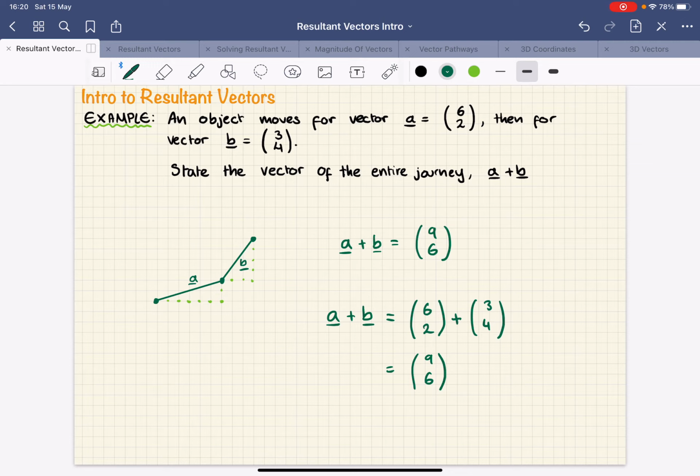So when I'm adding vectors together, I just add together their corresponding part of their component. So I add the tops together, I add the bottoms together, and when we get into 3D coordinates, we'll add the middle corresponding parts of the components together. So that's what I do when I add vectors.